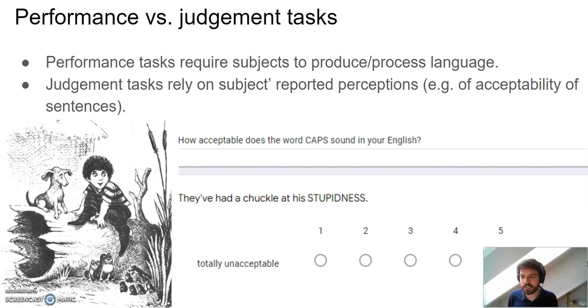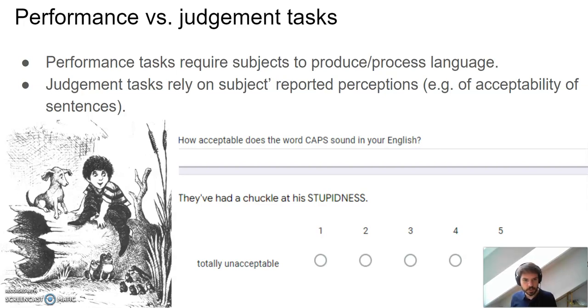In a judgment task, it's a different kind of phenomenon that you're targeting, because you're targeting their perception of acceptability of a certain linguistic item as acceptable or non-acceptable. So basically, you're exposing your subjects to a sentence or to a word, and you ask them, is this a good word? Is this an acceptable word of your language, or an acceptable sentence of your language?